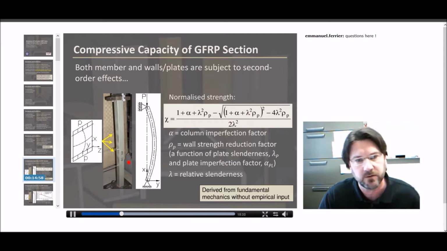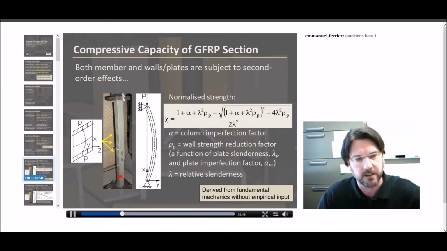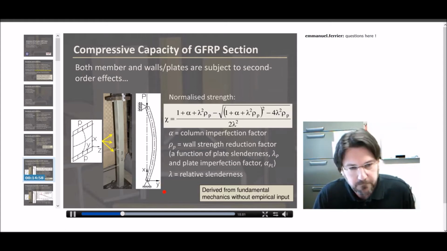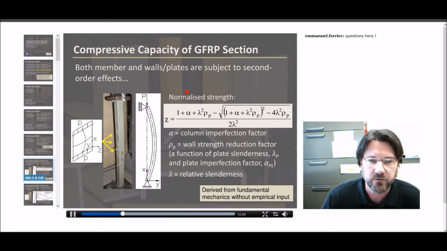And so we've got second order effects that are global, affecting the member, but we also have second order effects affecting the plate in compression. If you look very carefully where these yellow arrows are showing, you can see the shadows of the rippling, the buckling along that compressive face. So we have a local second order effect as well. Without doing any experiments, we can go into fundamental mechanics and derive a normalized strength relationship that accounts for the second order effects in terms of both member and plate or wall effects.